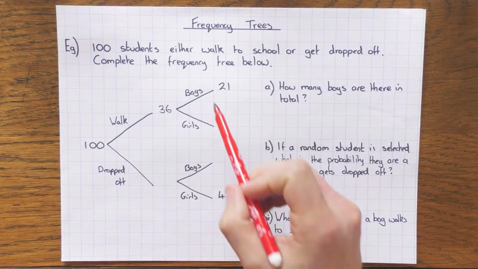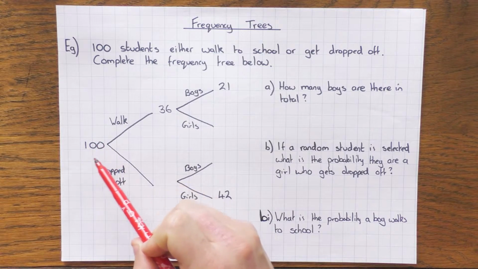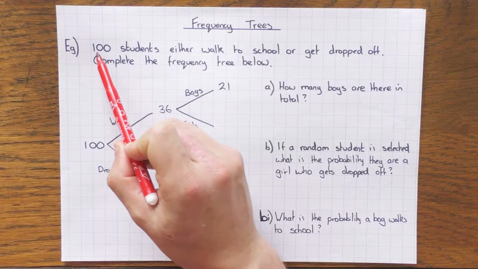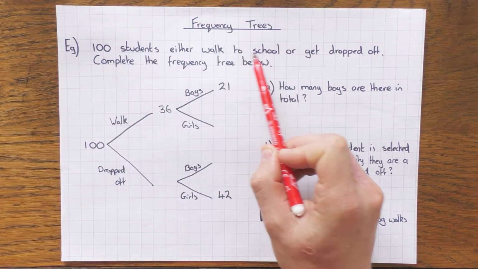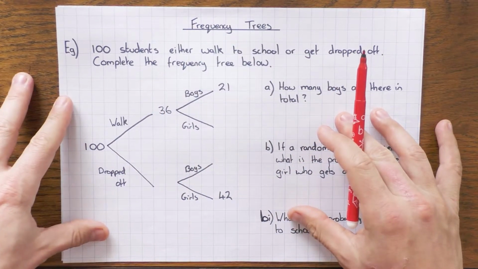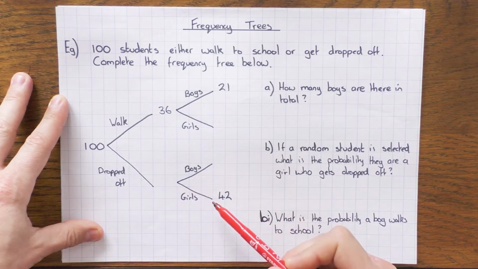So let's get started. Here's a nice easy one, and this could be what they show you in the exam. They could give you a half completed frequency tree, and the very first question could quite simply be: complete the frequency tree below. We always start off on the left-hand side, and this will always be the total. If we read the question, 100 students, so there's the total, 100, either walk to school or get dropped off. And then the diagram tells us we also split into boys and girls.